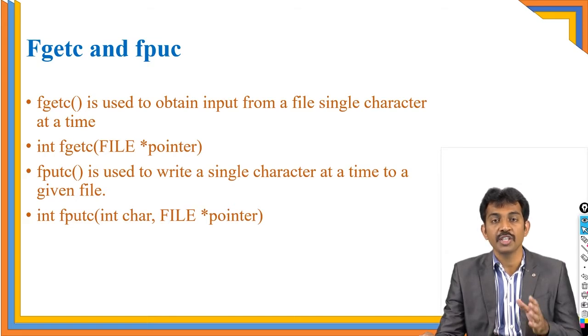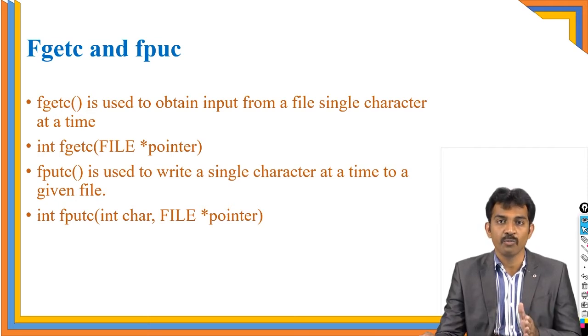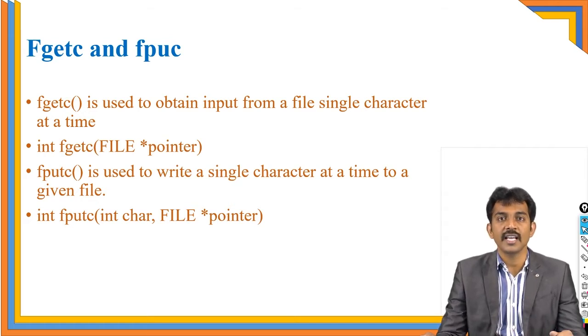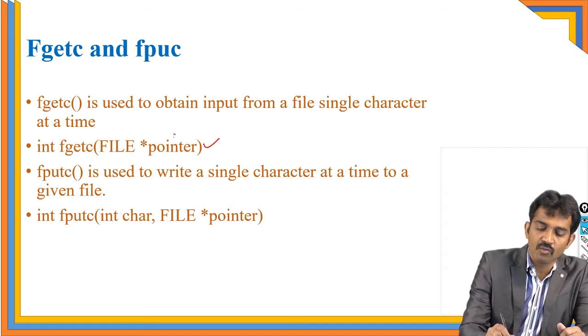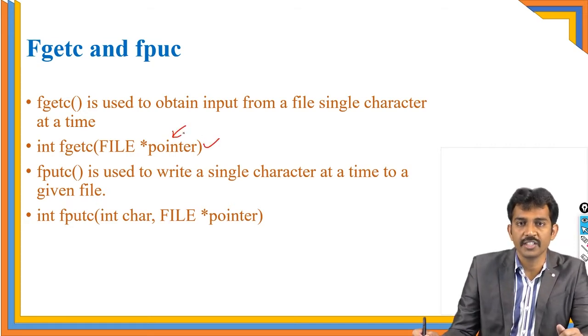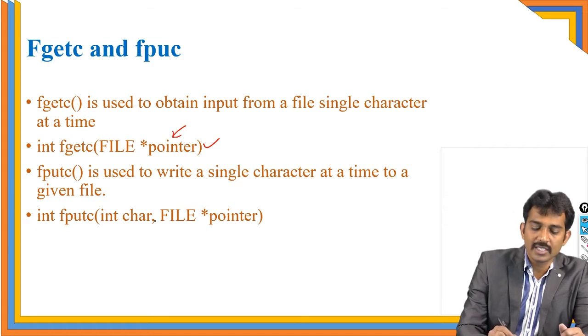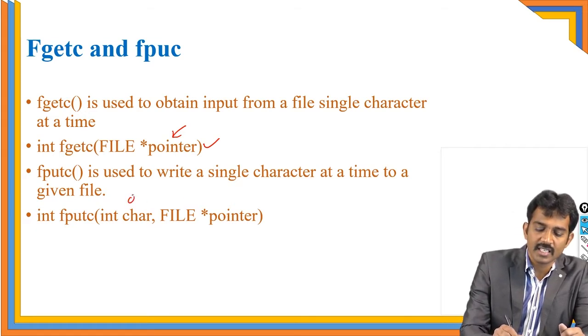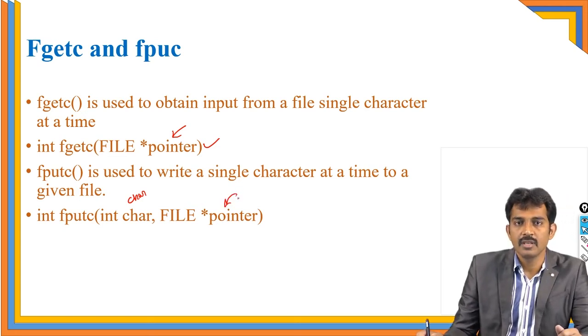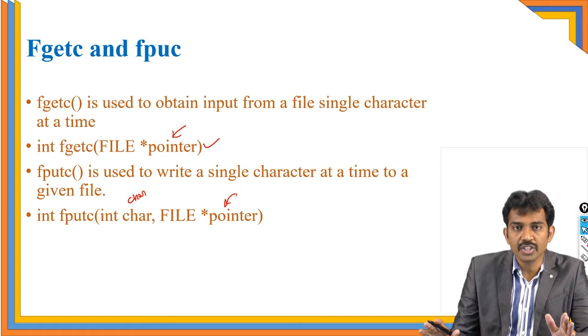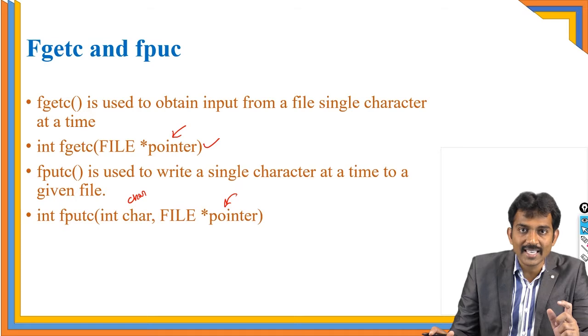Coming to fputc, it takes two arguments. One is the character you want to write into the file, and the next is the file pointer, which file you are going to update. So these are the syntaxes for fgetc and fputc. In the fgetc syntax, you take only one argument, that is the file pointer. And coming to putc, the first argument is the character and the next is the file pointer.